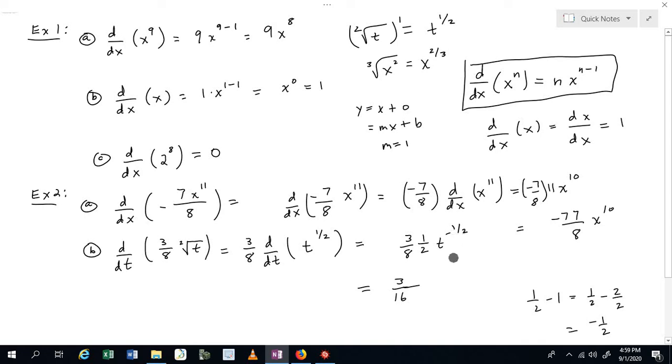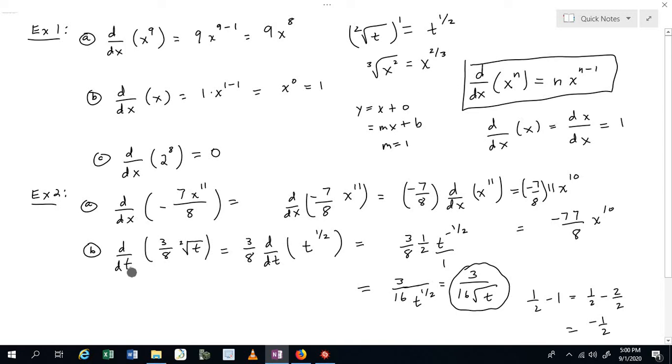Now remember, negative exponents can be written as positive exponents as long as you move them to the other side of the division sign. So if this is in the numerator, then you can write it in the denominator with a positive exponent. So it's actually t to the 1/2 power in the denominator. Okay, and then this is just the square root of t. So you could also write it like this. And that's your derivative.